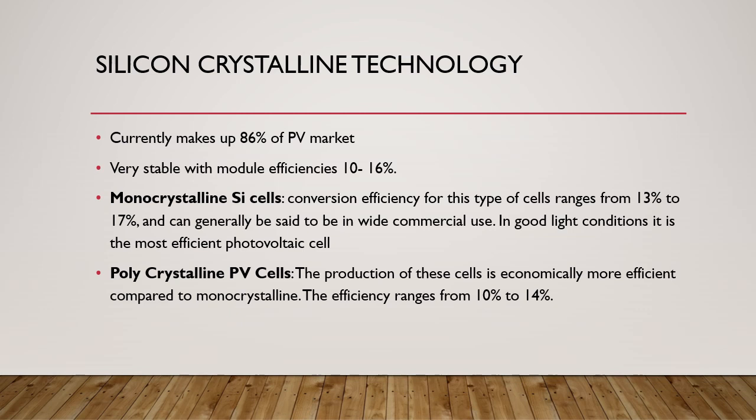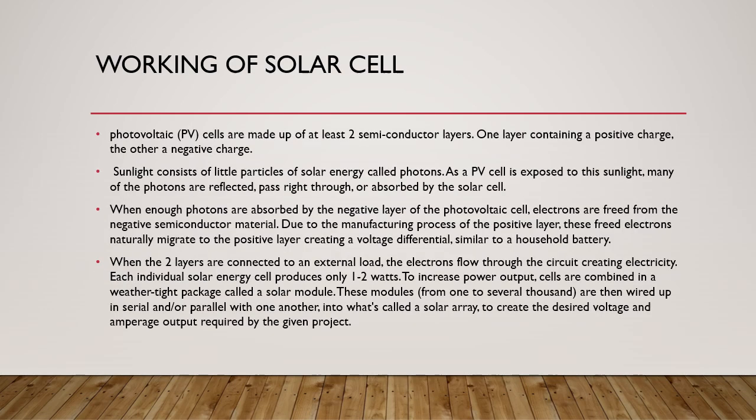Now let us discuss the polycrystalline PV cells. The production of these cells is economically more effective compared to monocrystalline. The efficiency ranges from 10 to 14%. The production is more economical compared to monocrystalline, because monocrystalline efficiency ranges from 13% to 17%, but polycrystalline ranges from 10% to 14%.